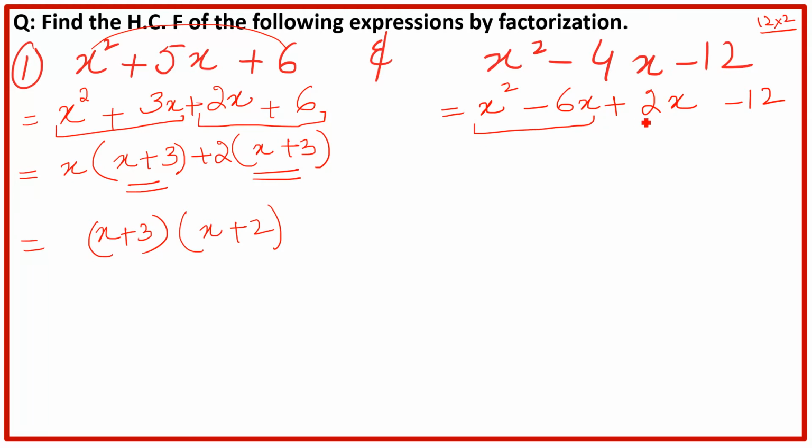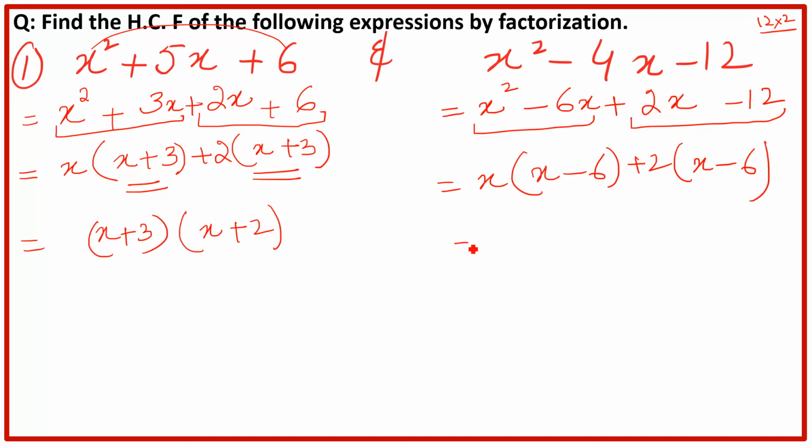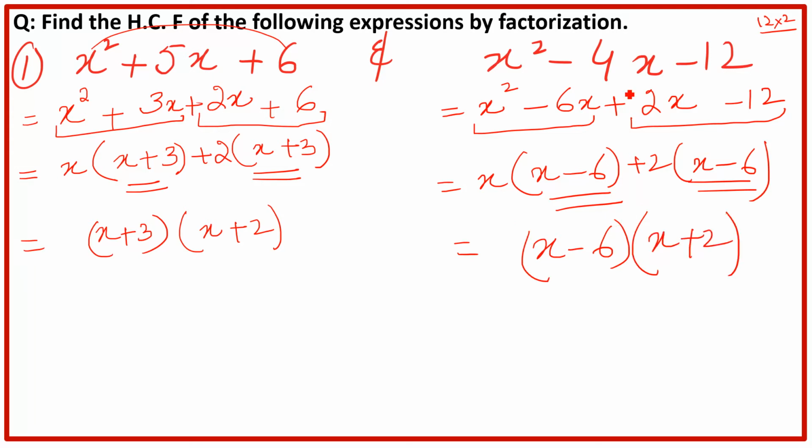So these are okay. Now we will take x common from these two terms. Remaining is x plus 2 and then x minus 6. So x minus 6 is in both parentheses, it means this is okay. We can take x minus 6 as common, multiplied by whatever is remaining, x plus 2. So this is the factorization of the second part. This is the factorization of the first part.